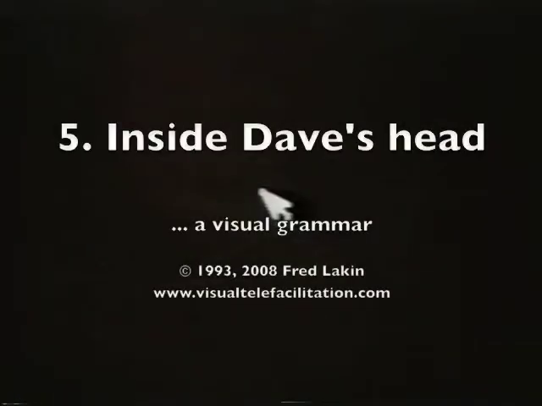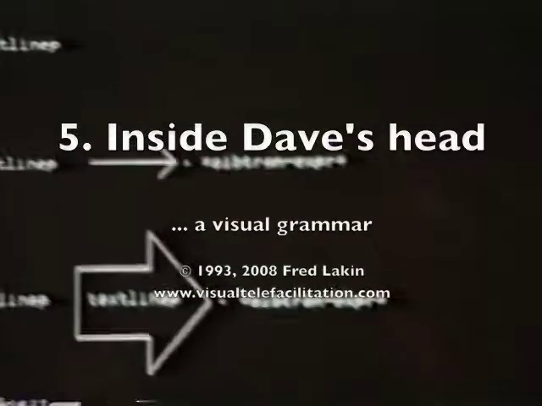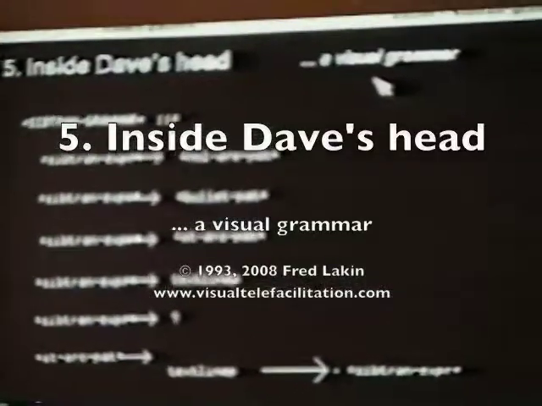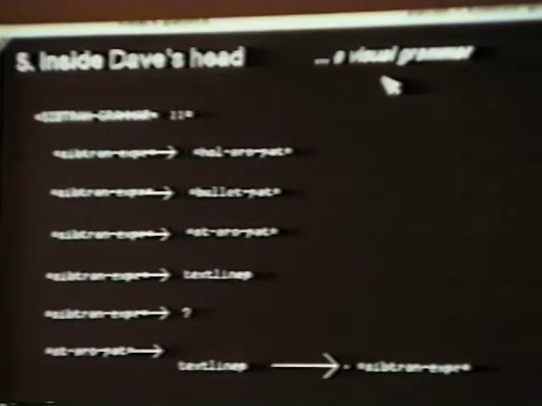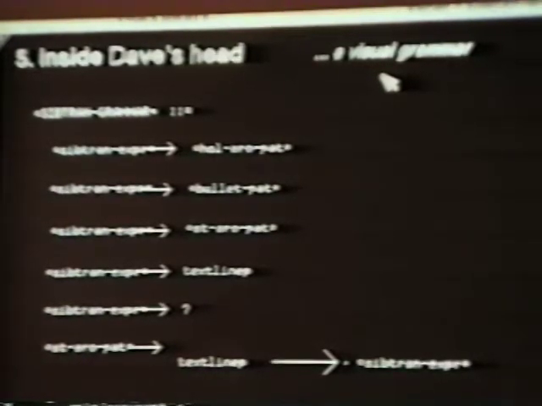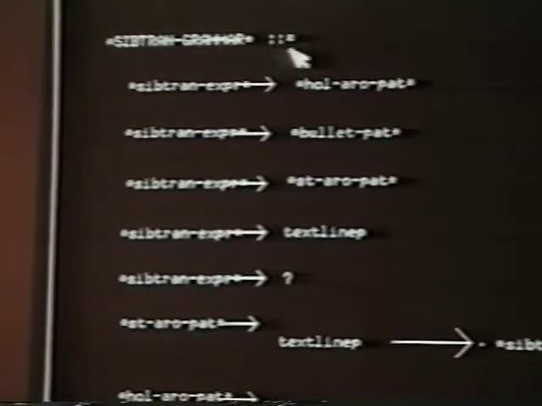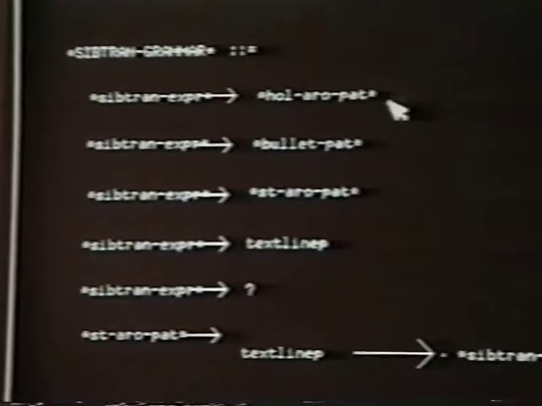And what we find there is a visual grammar. That is, Dave's pattern recognition behavior of these expressions takes place through means of this visually notated context-free grammar. Okay, so if we're up here, good. I call it a Sibtran grammar after David Sibbett because it was his visual language. And so some of the expressions that are possible in it are like a hollow arrow pattern or a bullet pattern or a straight arrow pattern that we've seen.